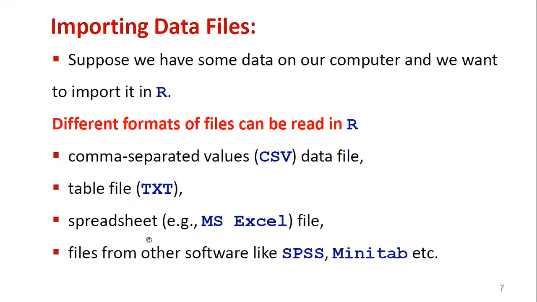So here we will see what the R possibilities are. Suppose we have some data on our computer and we want to import it in R. Different formats of files can be read in R. The following are different file formats. The first one, comma separated value, abbreviated as CSV, an Excel file. Then table file or tabular data file, which is called a text file. These two we will demonstrate in this lecture.